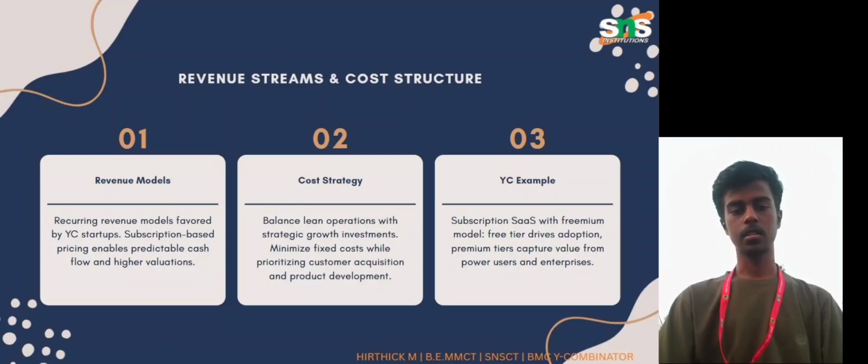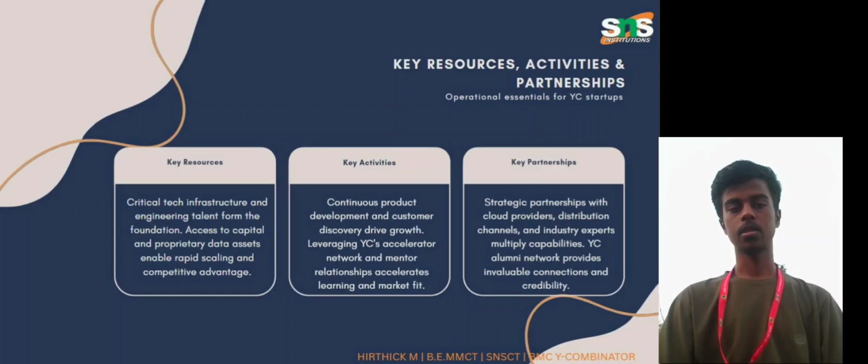In cost strategies, startups should stay lean, with low fixed costs, and spend smartly on customer acquisition and product development. Avoid unnecessary expenses early, and invest only where it drives growth. For example, Y Combinator's examples use freemium models, which include both a free version and a paid version. Free versions attract the users, paid versions monetize the serious users, which flows from free users to engagement, upgrade, revenue. Now we are going to see the second slide, key resources, activities and partnerships of Y Combinator.